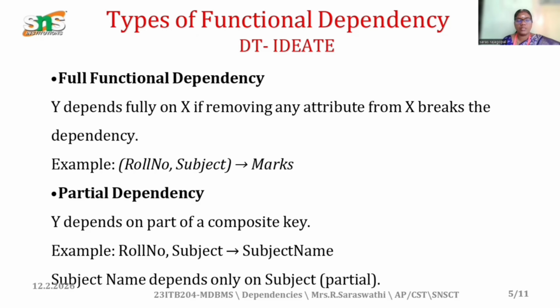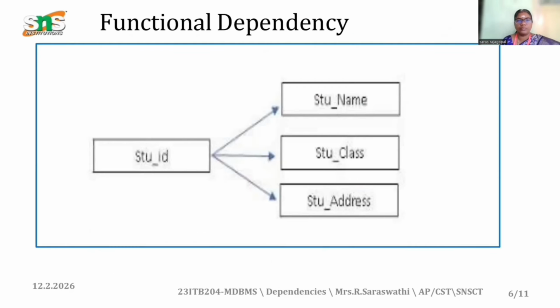Partial dependency: if Y depends on part of a composite key, that is, roll number, subject goes to subject name. Functional dependency example: student ID goes to student name, student class and student address. Based on that student ID, we describe the name of the student, class of the student and address of the student.